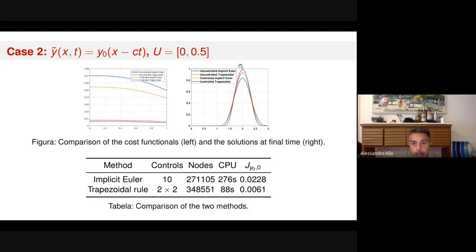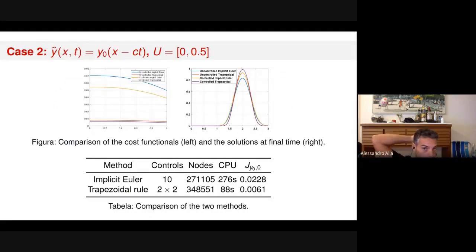And here you see that the second order method is better than the first order method. Okay, and in the uncontrolled case, you see how the artificial, numerical diffusivity comes into play. Also, in terms of evaluation of the cost function, you see that we gain one order if we compare the first order method with a second order method.